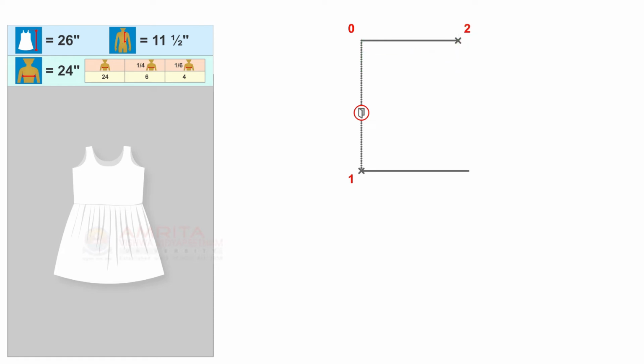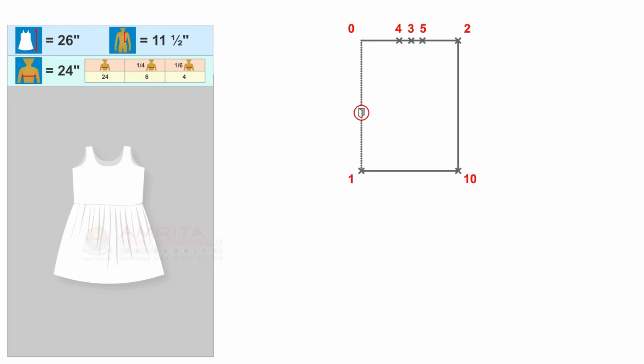This is point 2. From point 2, draw a right angle line to the shoulder line, which is also parallel to the baseline. The point where this line meets the waistline is point 10. Mark the midpoint of the line 02. This is point 3. Measure 1 inch to the left of point 3 and make a mark. This is point 4.